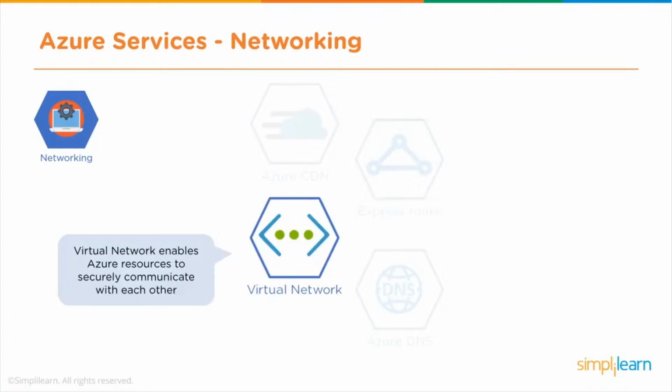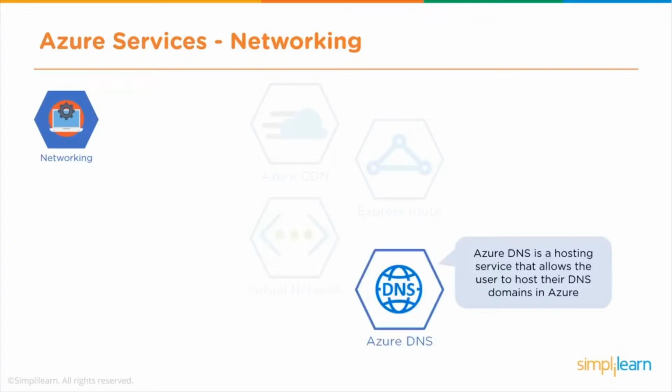Then you have virtual network. Now with virtual network, you can have any of the Azure services communicate with each other in a secure manner, in a private manner. Next, we have Azure DNS. So Azure DNS is a hosting service which allows you to host your DNS or domain name system domains in Azure. So you can host your application using Azure DNS.